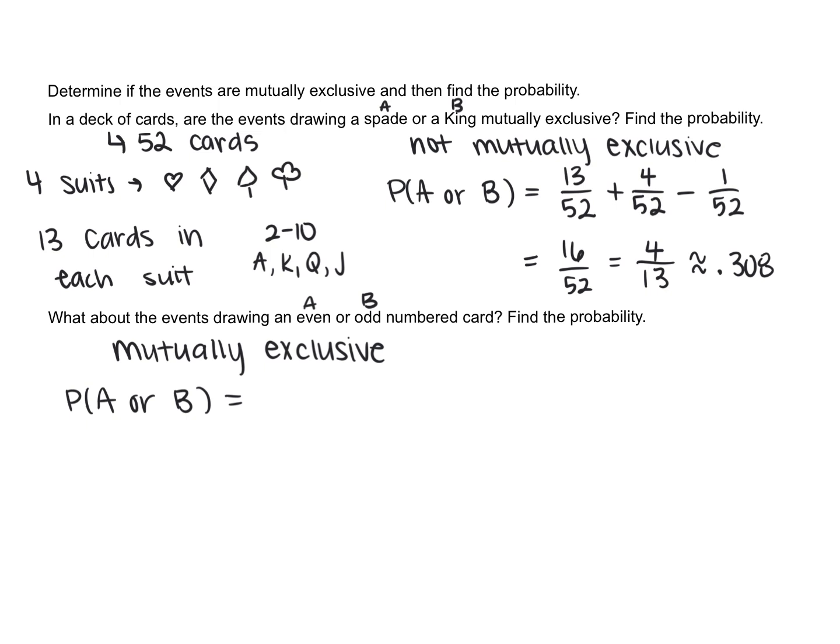So even cards: 2, 4, 6, 8, and 10. So that's 5 even cards in each suit, which gives me 20 over 52. Plus my odds, which are 3, 5, 7, and 9. So there are 4, which is 16 out of 52. And when I add, you get 36 over 52, which simplifies to 9/13, which is about 0.692.